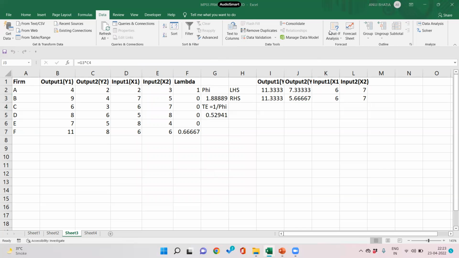Now you can see, let us take the output of firm C. Output 1 of firm C is 6. If you increase this 6 by the factor phi, that is 1.889, you get 11.33. That is, output number 1 can be increased to 11.33. For output number 2, the observed output is 3. If you increase this 3 by a factor of 1.88, you will get a value of 5.67, or here you can see on the right hand side it is 5.67.